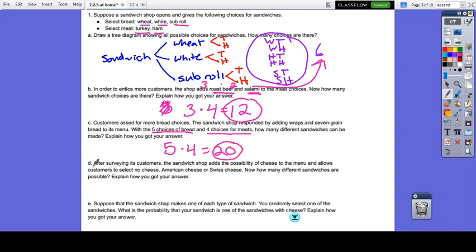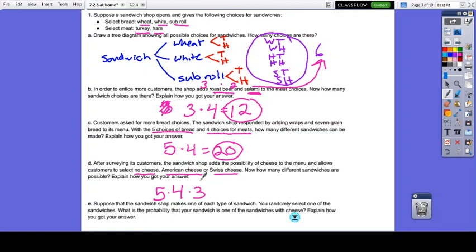Okay. After surveying its customers, the sandwich shop adds the possibility of cheese to the menu and allows customers to select, now pay attention to this, no cheese, American cheese, or Swiss cheese. How many different sandwiches are possible? So you have 5 bread choices, you have 4 meat choices, and now you have 3 cheese choices.